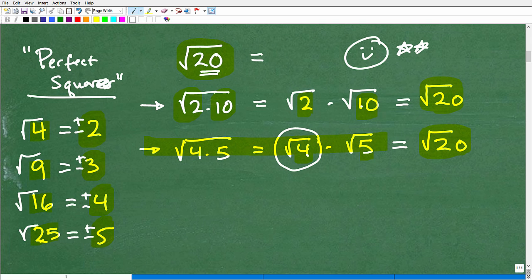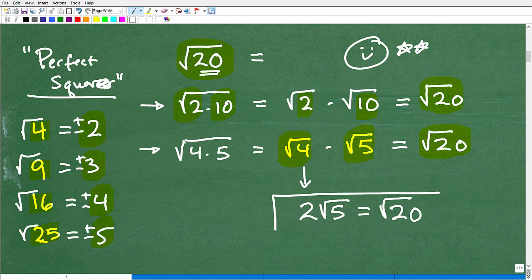Here, the square root of 2 times the square root of 10 is equal to the square root of 20, but this isn't going to help us out. If we explore the other setup, then we can simplify, and that's what this is all about. So let's go down here. The square root of 4 is plus or minus 2, but I'm just going to write it as a positive answer right now to keep this simple. So the square root of 4 is the same thing as 2, and we multiply it by the square root of 5. That is equivalent to the square root of 20. That is the answer.